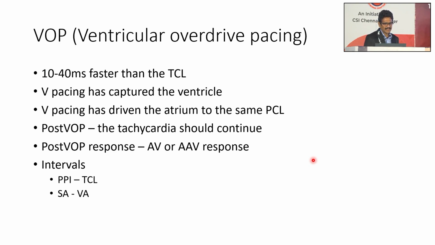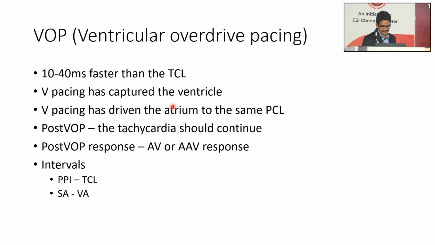We pace the ventricle at 10 to 40 milliseconds faster than the tachycardia cycle time. First we have to see whether the V pacing has captured the ventricle. Next is whether the V pacing has driven the atrium to the same pacing cycle length. If the atrium is driven, then after stopping the V pacing, we should see whether the tachycardia is continuing or not.